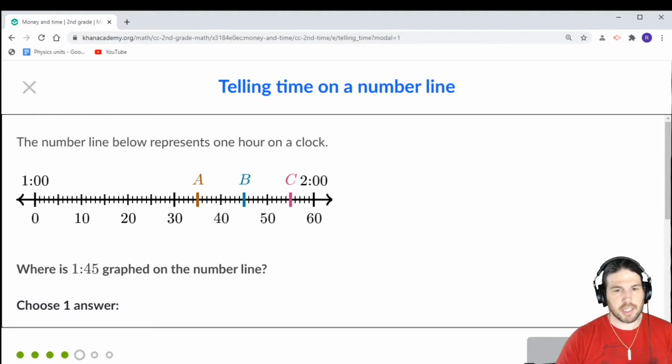I promise I didn't just say Gollum. So, where is 1:45 graphed on the number line? It looks like it's right in between 1:40 and 1:50, so that would be B.